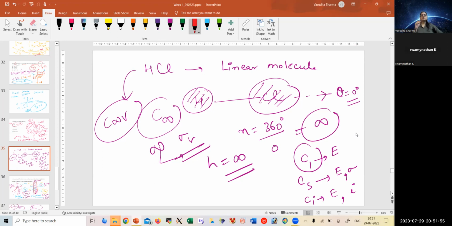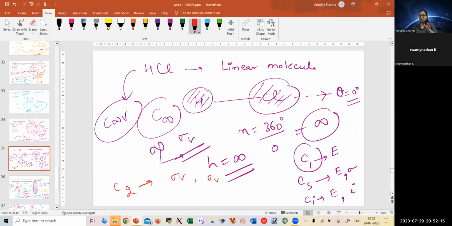It is not always so, but there are certain examples where a C2 axis is there but no plane exists. Because the plane has to give you a proper rotation. If one plane is there, the other plane has to be there. If I'm talking about C2, if it is having one sigma V, the second sigma V is supposed to be there.